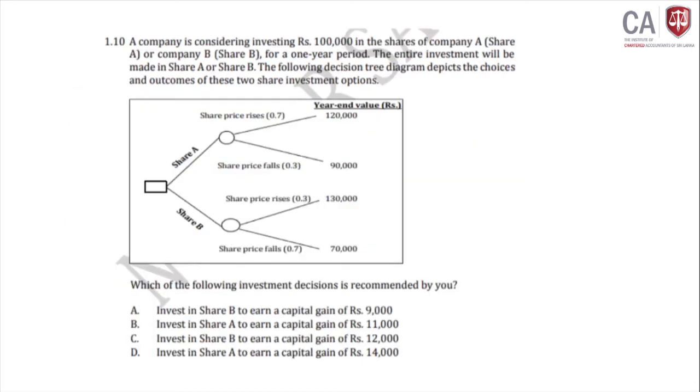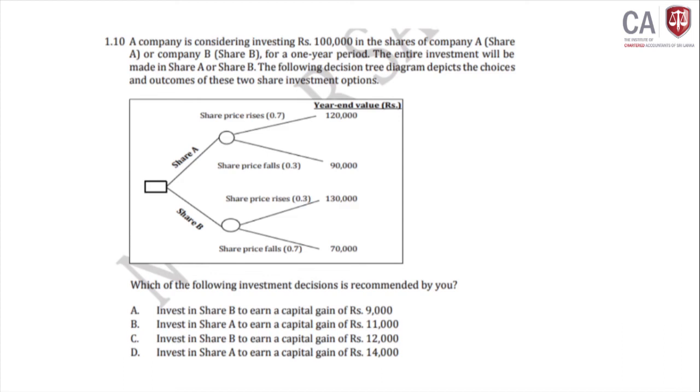Then we have the last MCQ. When you look at it, you know from which area we got tested here. It's a decision tree. A company is considering investing 100,000 in shares of company A or company B for a 1-year period. The entire investment will be made in share A or share B. In the decision tree, a decision box means where you have to make a decision, and a circle means an outcome. For share A, 2 outcomes are given with their respective probabilities. Share B is similarly given.